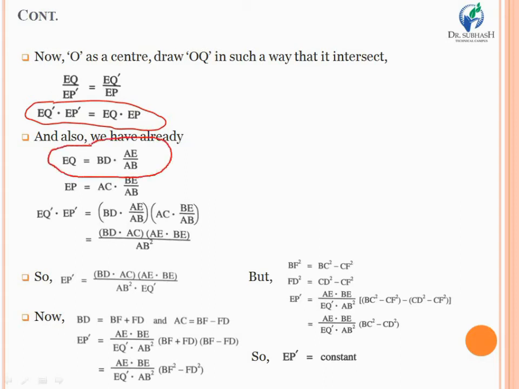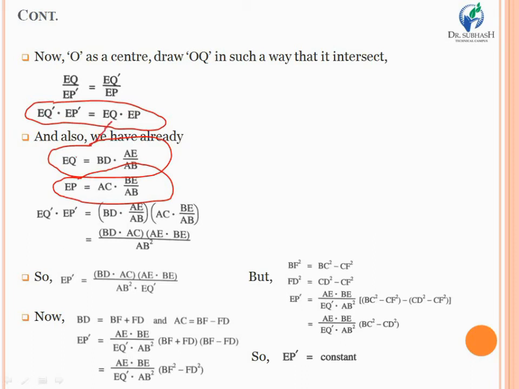EQ is equal to BD into AE upon AB. So finally, by solving this relation, you can have EP equal to BC into BE upon AB. Now we know that EQ into EP is equal to EQ dash into EP dash.